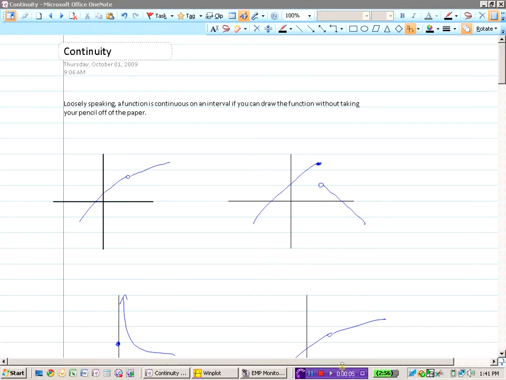All right, so continuity. Loosely speaking, a function is continuous on an interval if you can draw the function without taking your pencil off the paper. That would be a very simple definition of what it means for a function to be continuous.